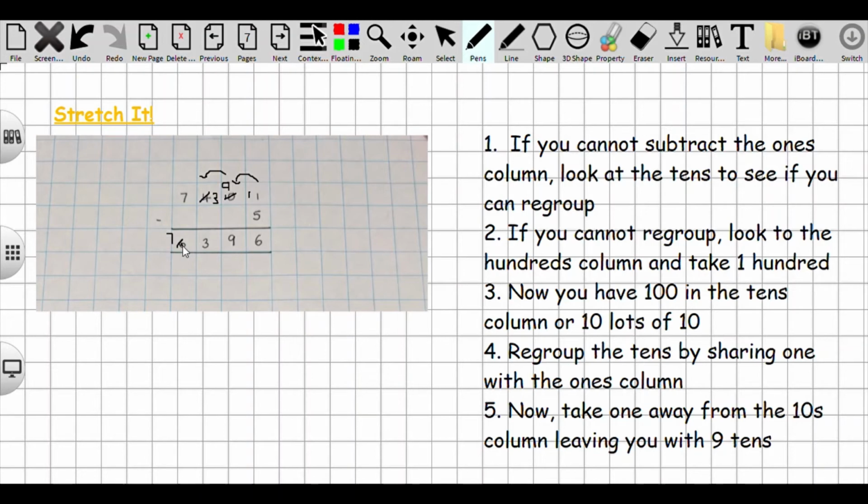Okay, if it still doesn't make sense, do it and stretch it again before moving on to solve it. Okay, so remember, if you can't subtract the 1s, look at the 10s. If you can't subtract the 10s, look at the hundreds, and that's where you start to regroup. So take 100 here, and then take a 10 here, and make sure that you regroup each time.